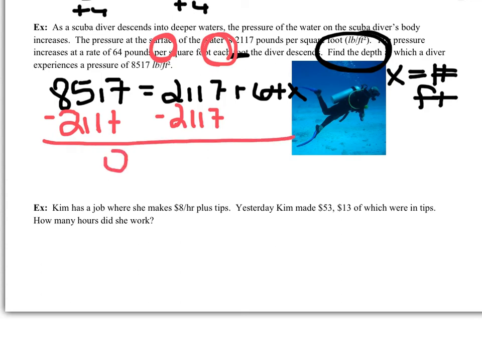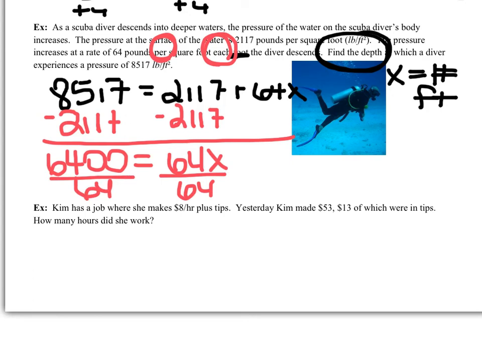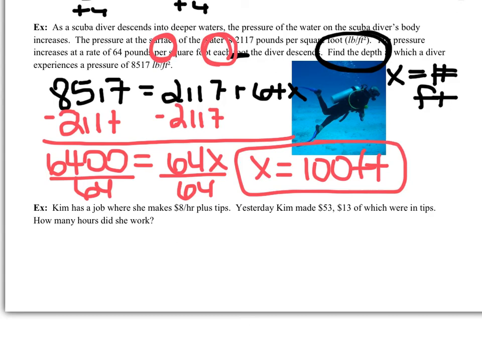Which would give me 6,400. So it came out nice and easy. Divide both sides by 64. X equals 100 feet. So if the diver descends 100 feet into the water, that's when he'll experience the pressure of 8,517 pounds per square foot.